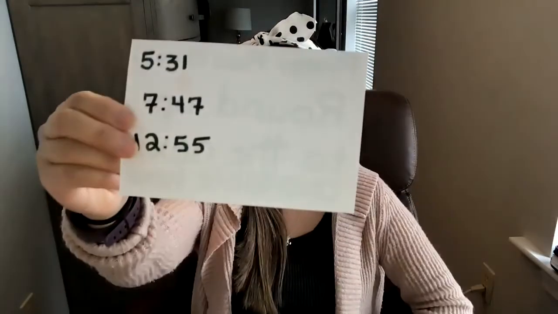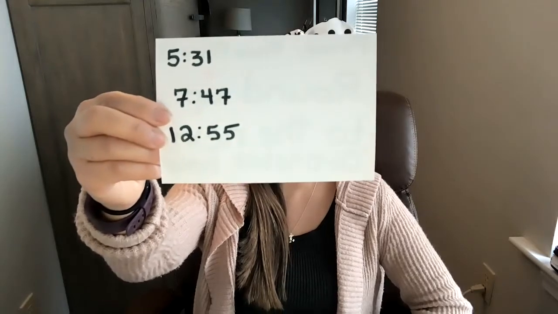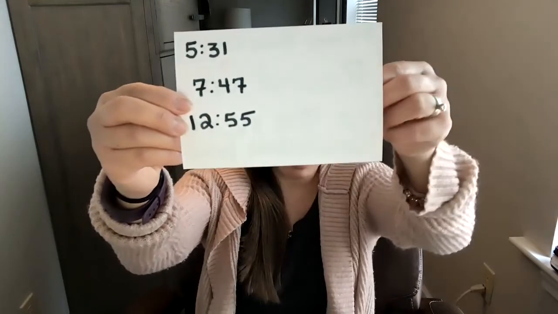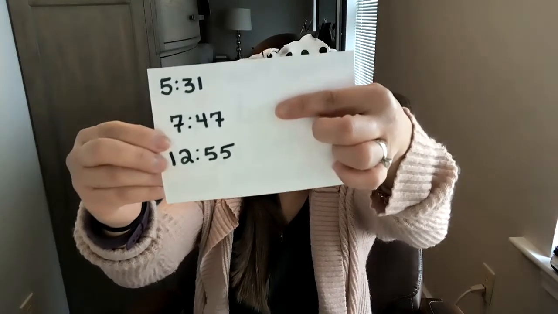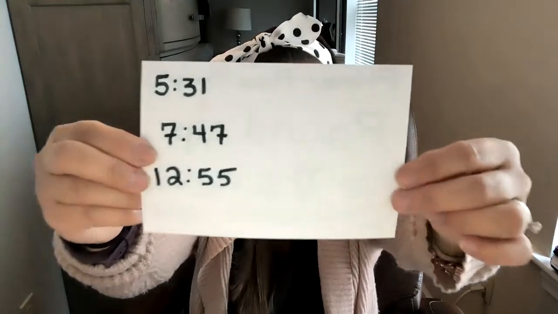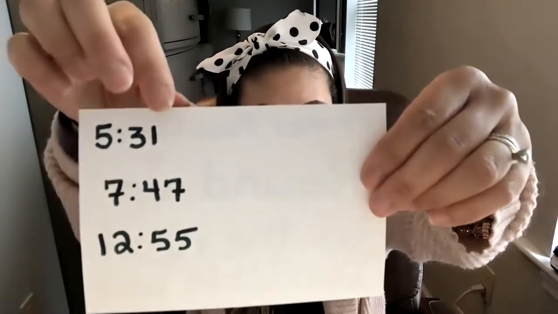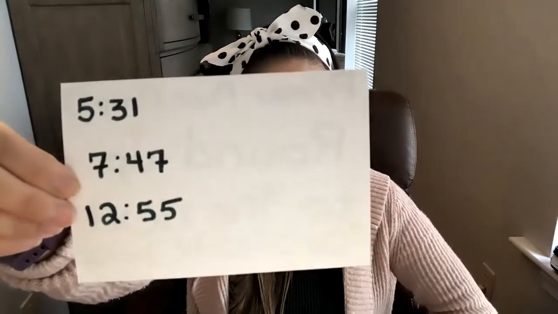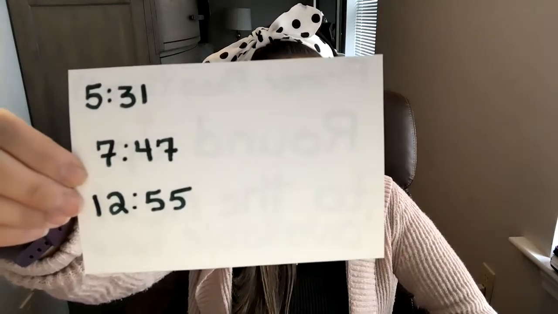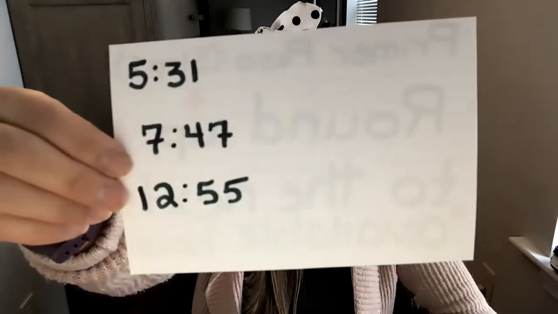So I have 3 different times. How do we know that these times are la hora negativa, not la hora positiva? Take a look at them. We have 5:31, 7:47, and 12:55. Easy. If you look at the minutos column, they are all higher than 30. 31 is greater than 30, 47 is greater than 30, 55 is greater than 30. You are in negative territory.